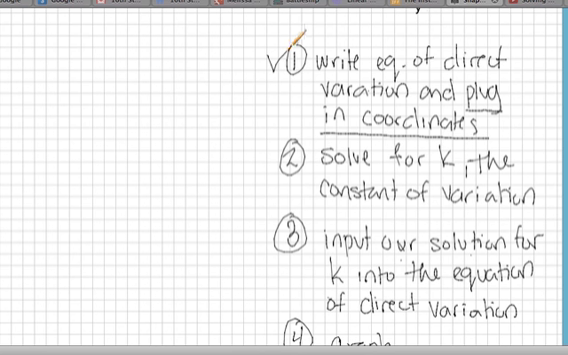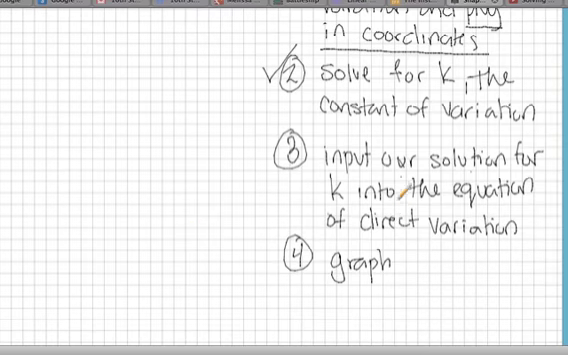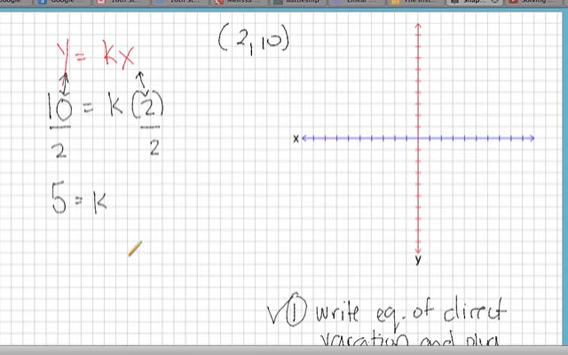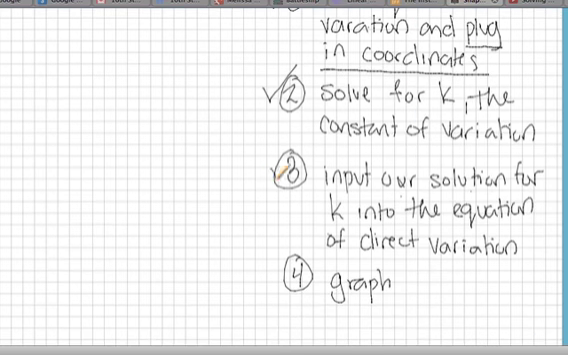So we've now done step 1, and step 2 was solve for k, the constant of variation. Now we've done step 2 as well. Let's do step 3. We're going to input our solution for k, which is the constant of variation, into the equation, and we're going to rewrite our equation. So instead of y equals kx, for this specific situation, what I have going on is y equals 5x, because 5 is equal to k. Step number 3 is done.